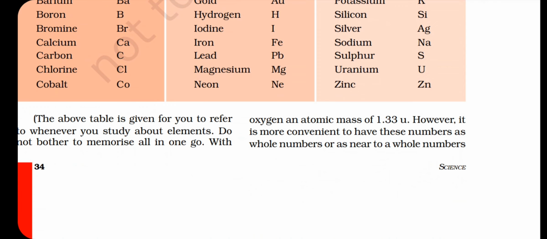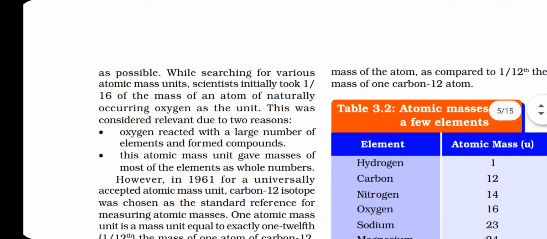However, it is more convenient to have these numbers as whole numbers or as near to whole numbers as possible. While searching for a suitable atomic mass unit, scientists took 1/16 of the mass of an atom of naturally occurring oxygen as the unit. This was considered relevant for two reasons. Oxygen reacts with a large number of elements to form compounds, and the atomic masses of most elements came out as whole numbers with this unit.